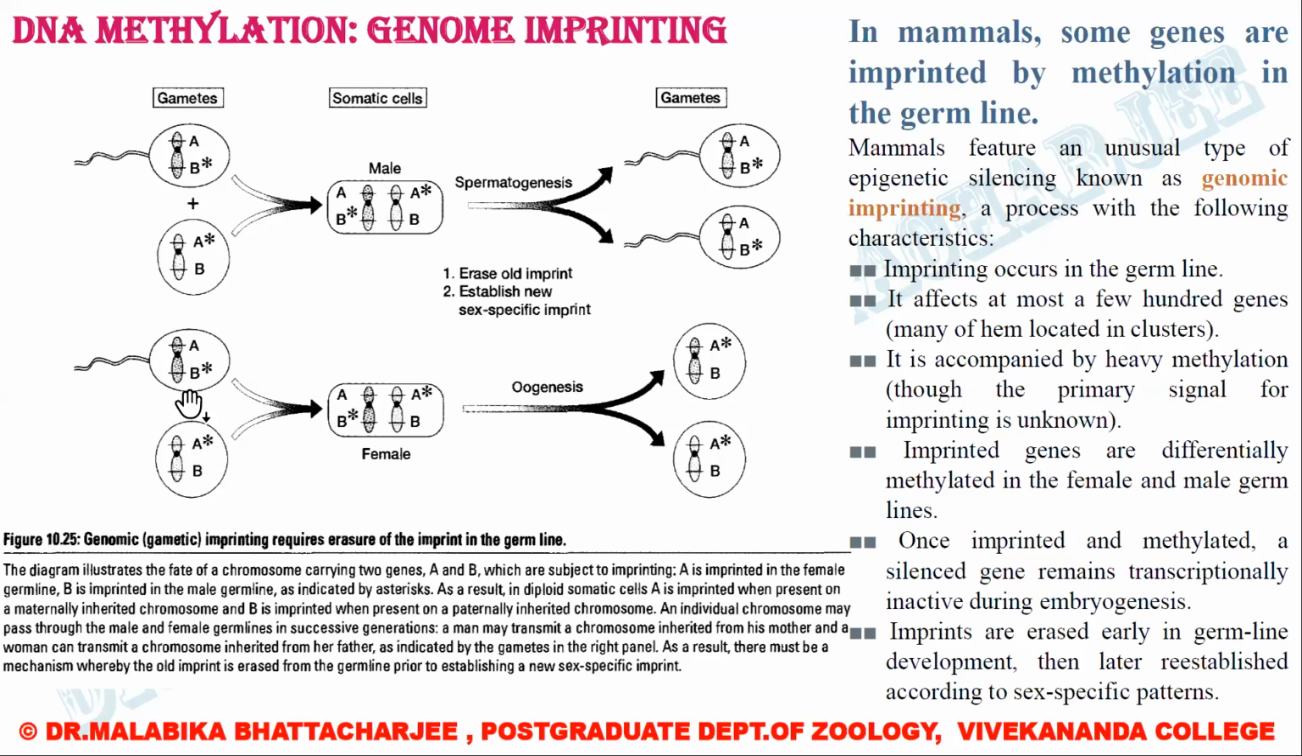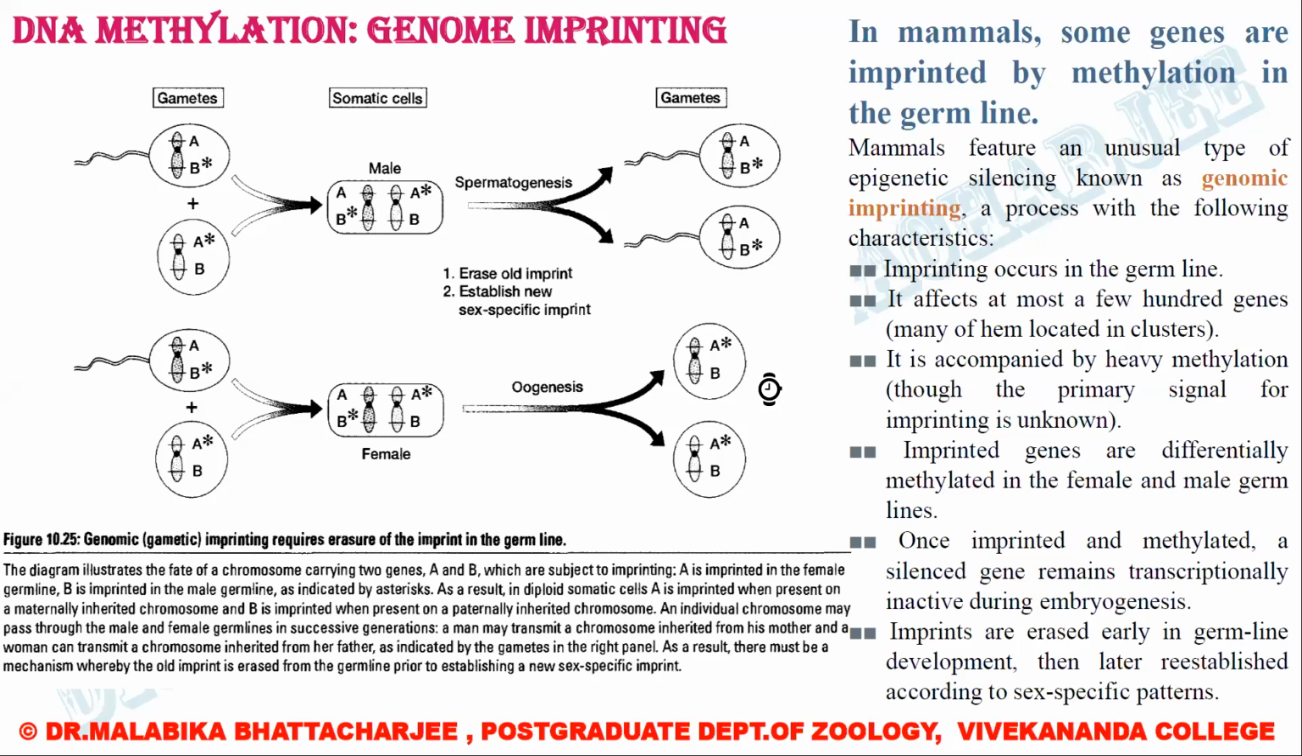See the egg. This is the daughter. The daughter has received A and B from the mother and the father. Now this cell is going to give rise to an egg. So erase the old imprints, and in the egg cells just imprint the A. So you can see that this is how the imprints are erased during the process of spermatogenesis and oogenesis.